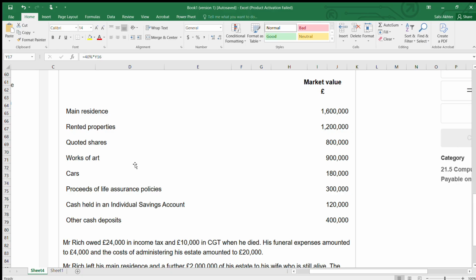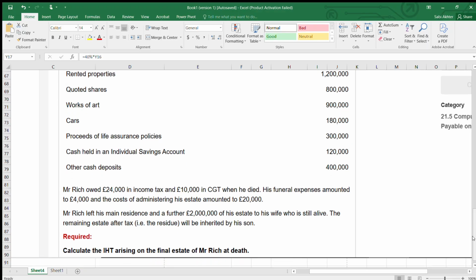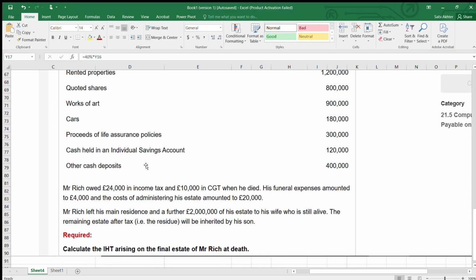But if you see some assets like main residence, cars, cash held in ISA, cash deposits, these are excluded from capital gains tax but not inheritance tax. And Rich owed 24,000 income tax and 10,000 CGT when he died. His funeral expenses is 4,000. Cost of administrating is 20,000. Remember, cost of administrating is not deductible. Why? Because you don't owe them at the death.